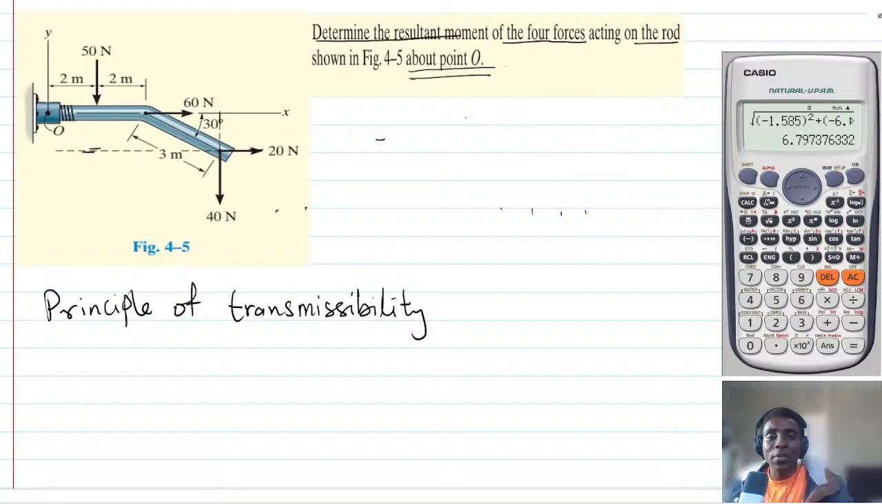Okay, so let's begin. So we are about to find the resultant moment. Let's start from the 50 Newton force. Let me just do it together. So summation of moment about O. Let's assume that clockwise is positive.